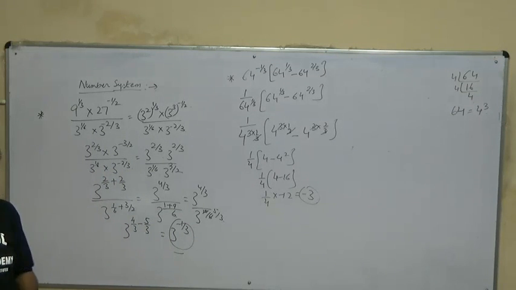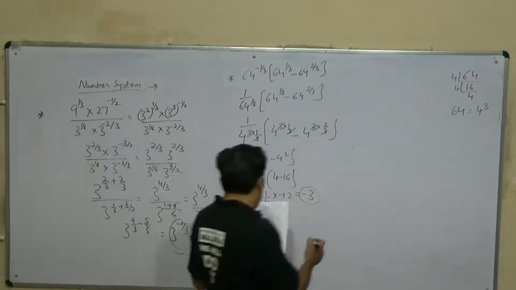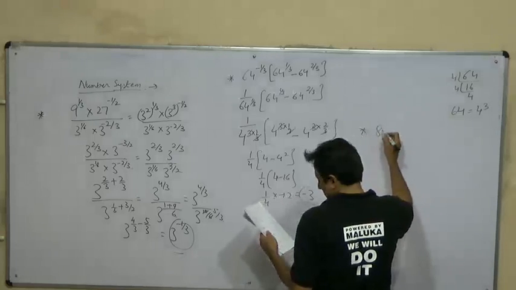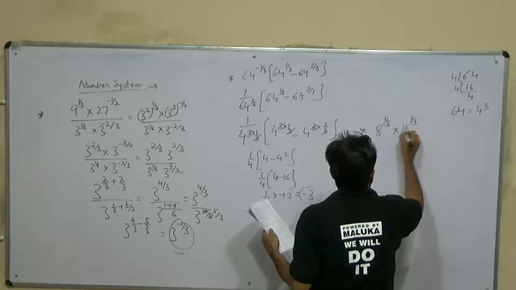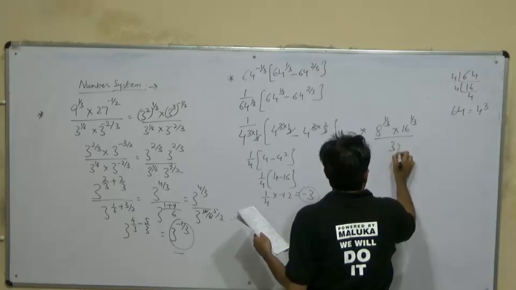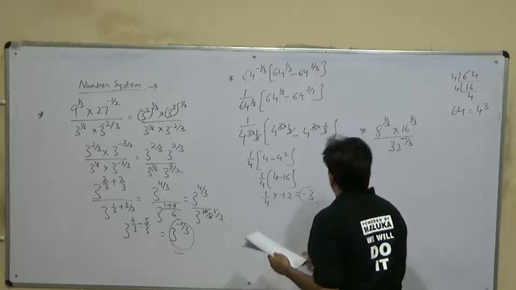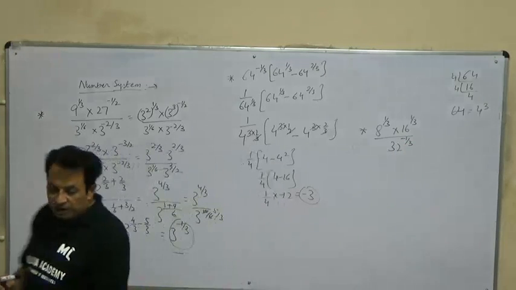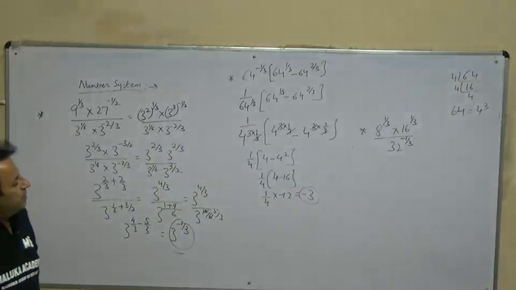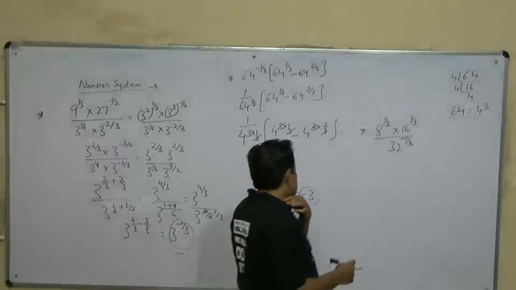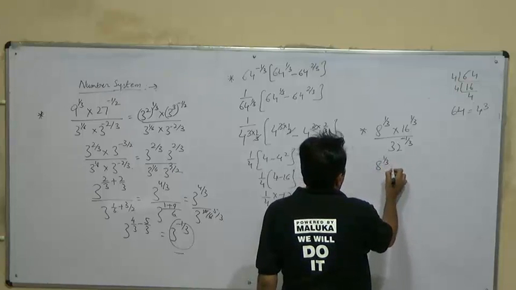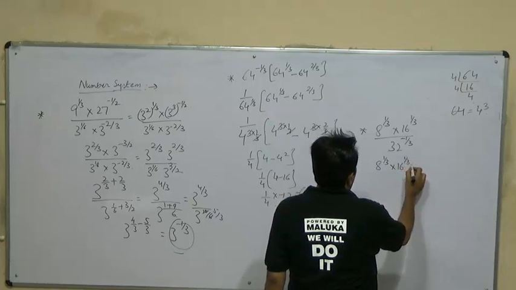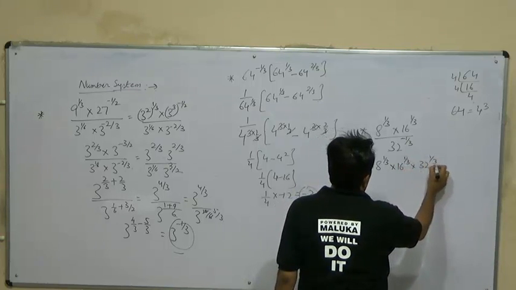The next is 8 raised to power 1 upon 3, 16 raised to power 1 by 3 upon 32 raised to power minus 1 by 3. Again we have got different bases, but this can be changed to the same exponents. So we can write this as 8 raised to power 1 by 3, 16 raised to power 1 by 3 into 32 raised to power 1 by 3.